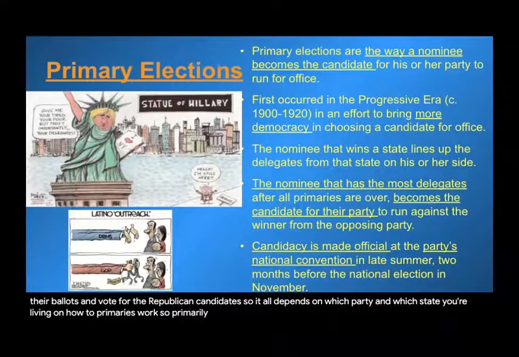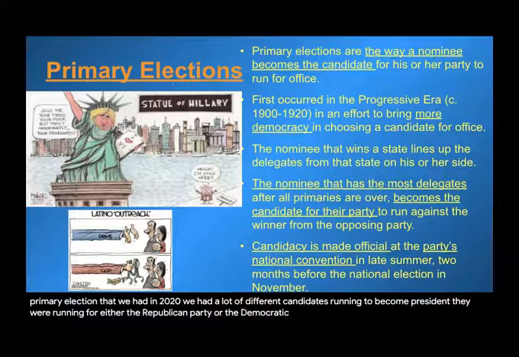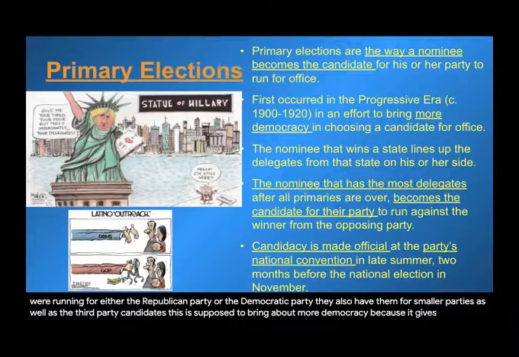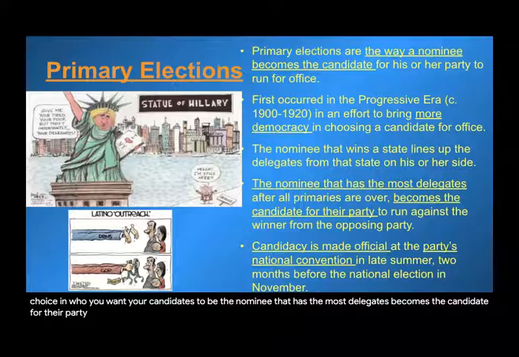So, primary elections are the way to nominate a candidate for office. In the primary election that we had in 2020, we had a lot of different candidates running to become president. They were running for either the Republican Party or the Democratic Party. They also had them for smaller parties as well, the third party candidates. This is supposed to bring about more democracy because it gives you more choice in who you want your candidates to be. The nominee that has the most delegates becomes the candidate for their party, and the candidacy is made official at the party's convention in the late summer months.